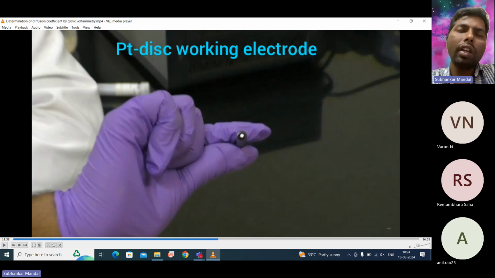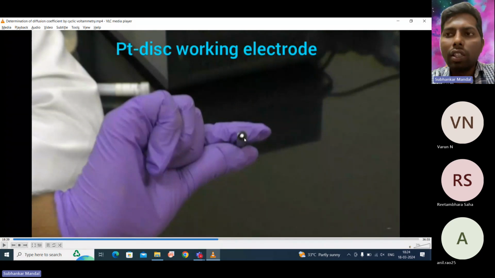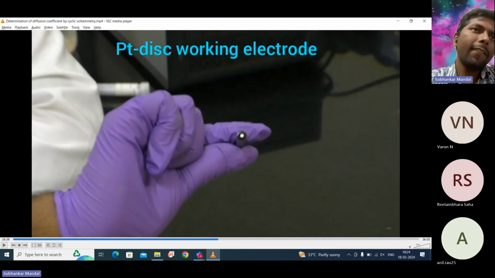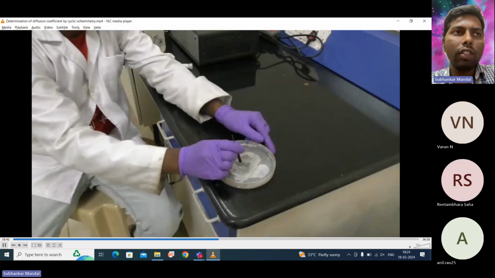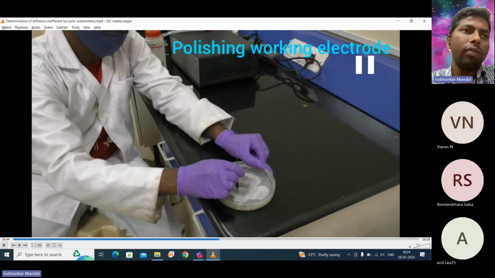So you can get the current value, and we can get the current density. We know how much area this shining part has. I think the diameter is 2 mm. So from there you can get the area of that electrode, and whatever current value you get, you can divide by that area. Okay, so you can see that this is the working part.